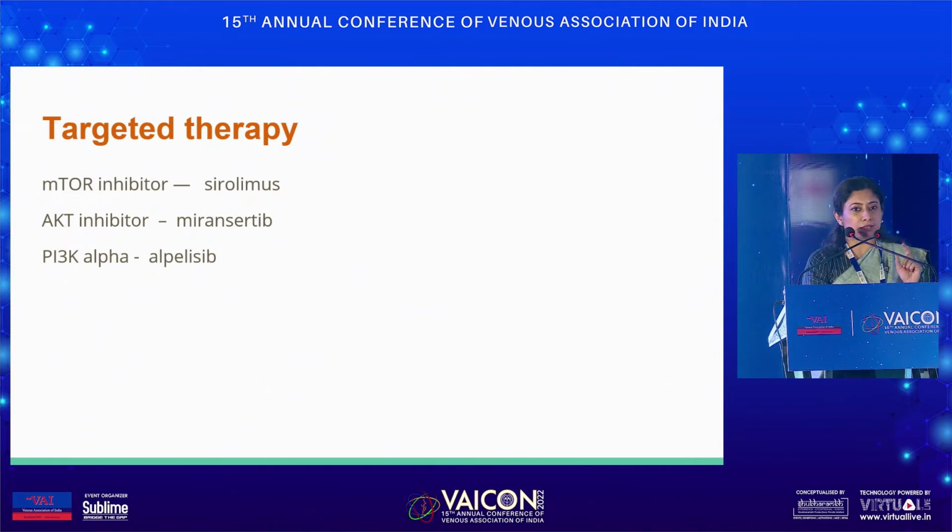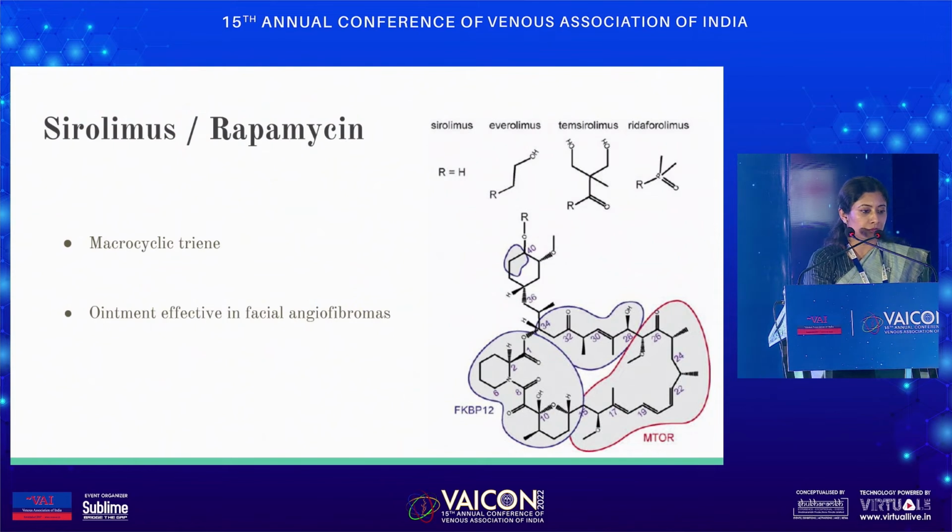Now I'm going to talk about these three drugs which are almost entering into clinical practice: sirolimus or rapamycin, miransertib, and alpelisib. Sirolimus, also known as rapamycin, was originally used as an immunosuppressant in transplant patients. There are reports saying that sirolimus ointment itself is effective in facial angiofibromas.